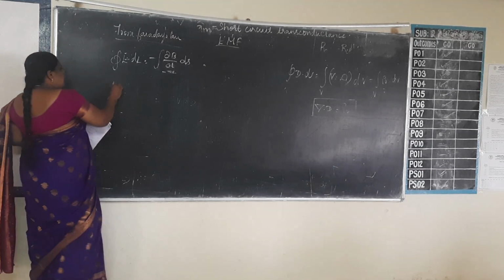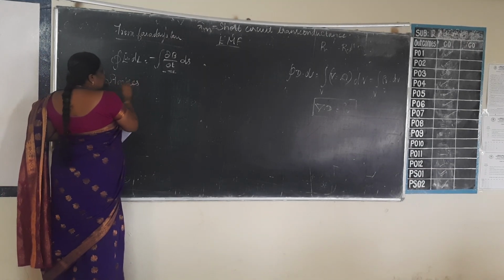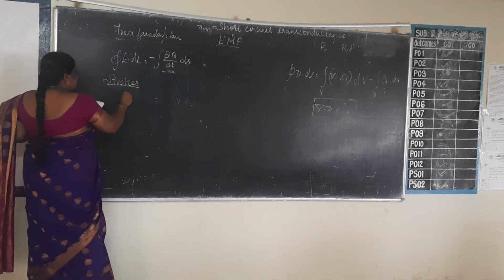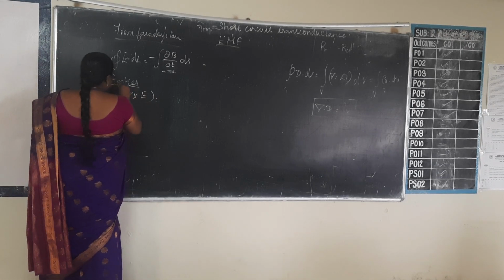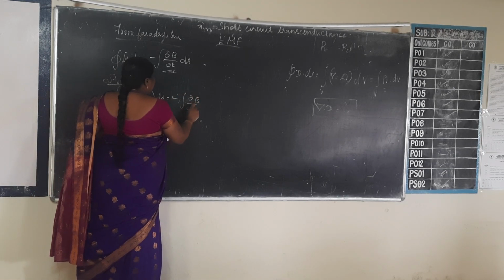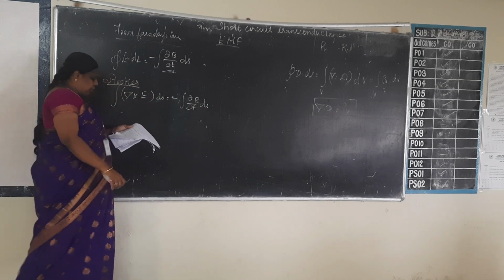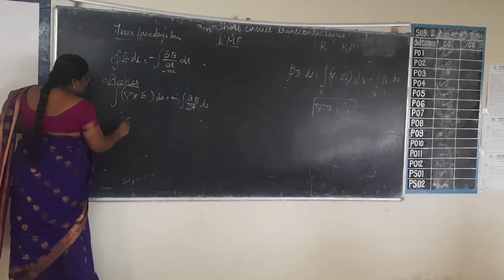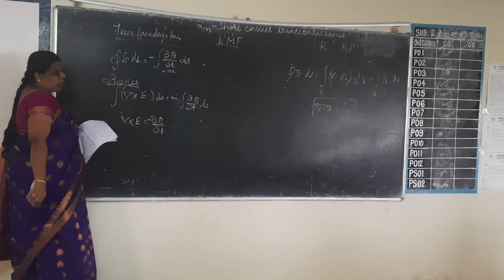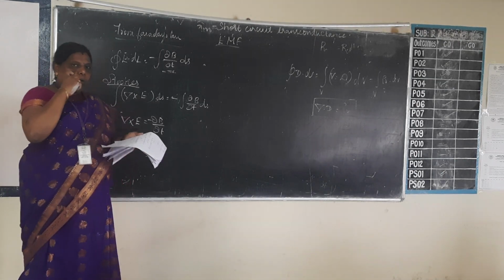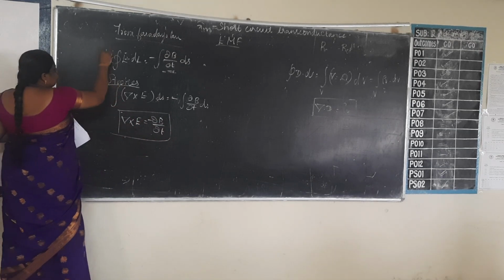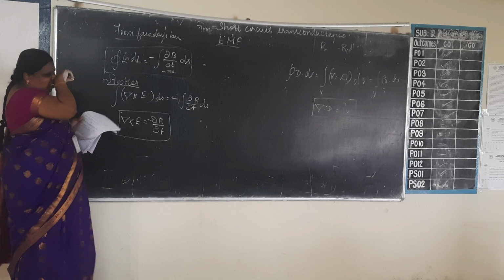Right? And using Stokes' theorem, I already told you, Stokes' theorem is not there in the syllabus, but you have to know this concept. Then del cross E is equal to minus dou B by dou t. This is the differential form. This is the integral form and this is the differential form.